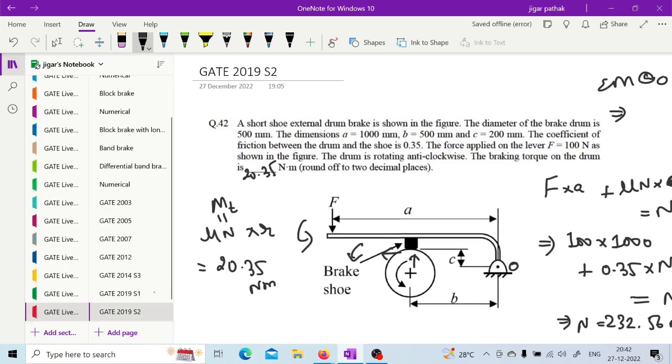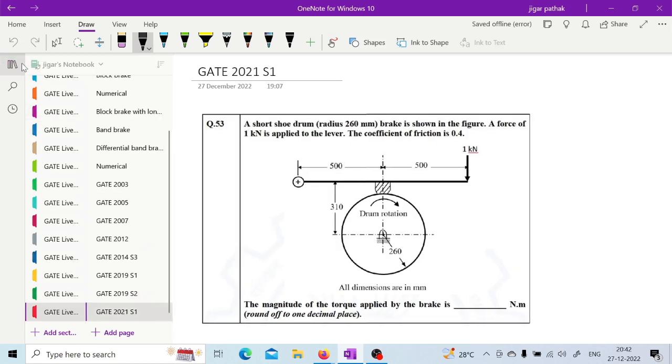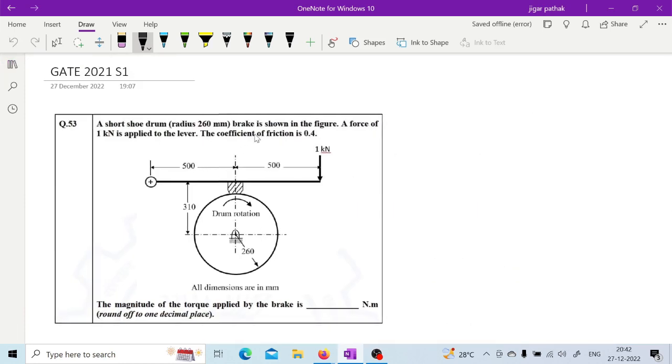Yes, sir. Okay, then the last one. Here a short shoe drum brake is shown in the figure. A force of 1 kN is applied to the lever. The coefficient of friction is 0.4. Now the magnitude of the torque applied by the brake: again you can take the moment about the fulcrum. It is very simple. Here the direction is clockwise, so your mu Rn will be in this direction, Rn will be in this direction.